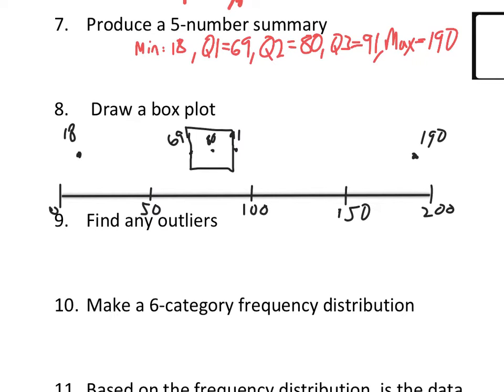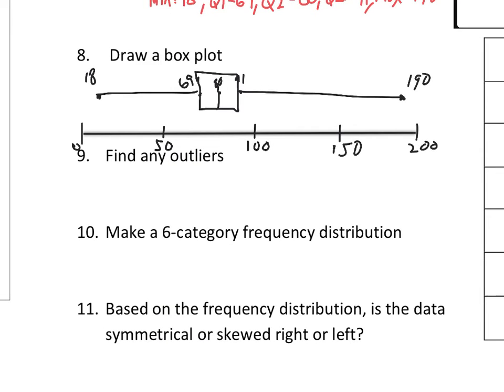And so we have a line going through the box. The box goes from Q1 to Q3. We have a line going out to our max and a line going out to our min. All right, so there's our box plot, a reasonable graph of it.